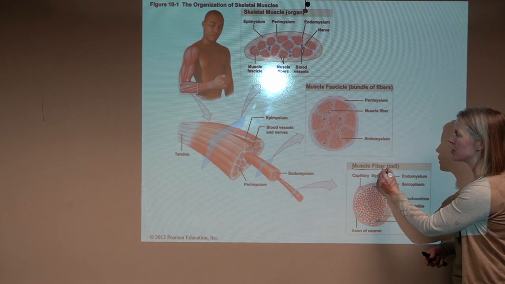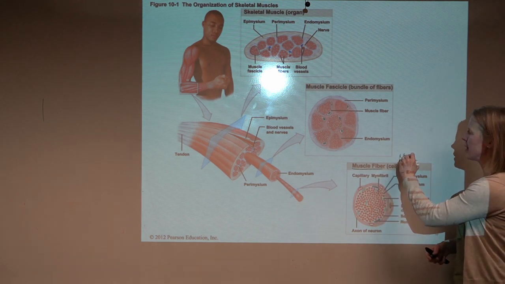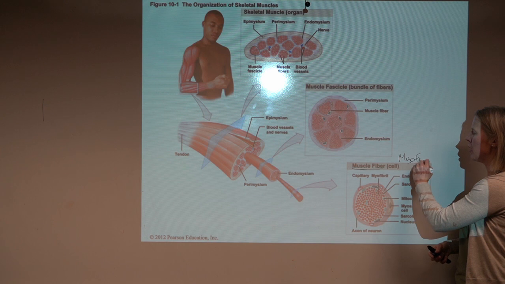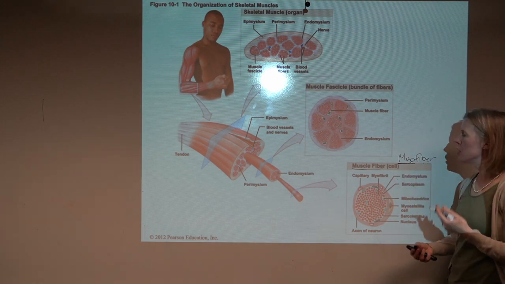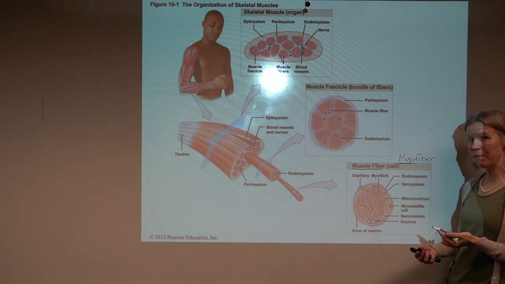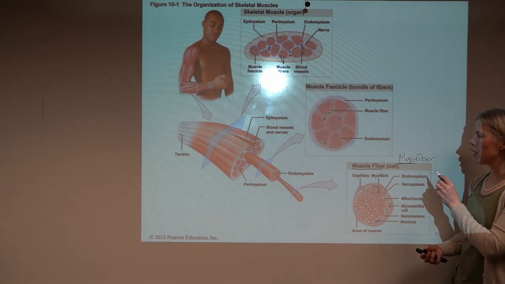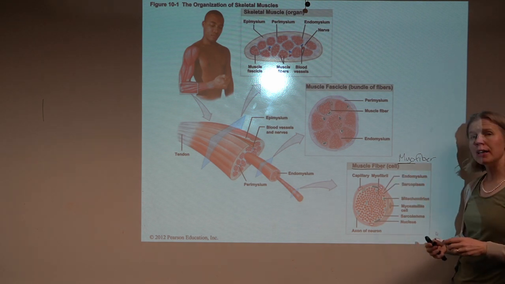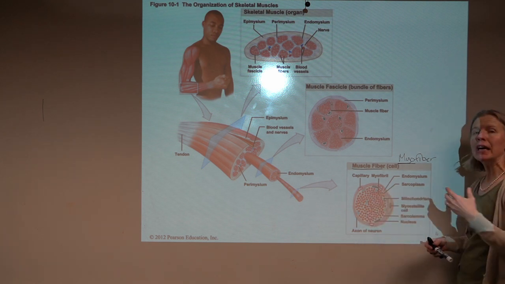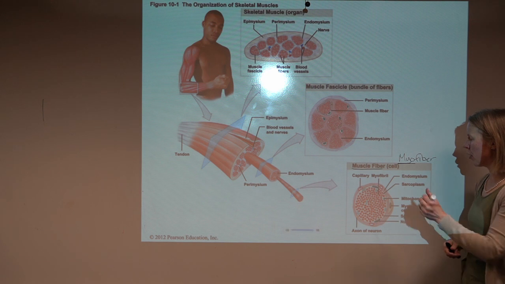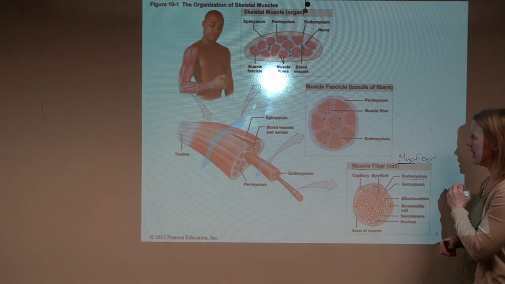All right, so I'm going to start at the very smallest part of a muscle, which is the muscle fiber. Sometimes you'll see that called a myofiber, right? That prefix myo means muscle. So muscle cell or muscle fiber, right? And there they're saying it's the cell. Now, this cell is going to be covered in a connective tissue layer called the endomysium.